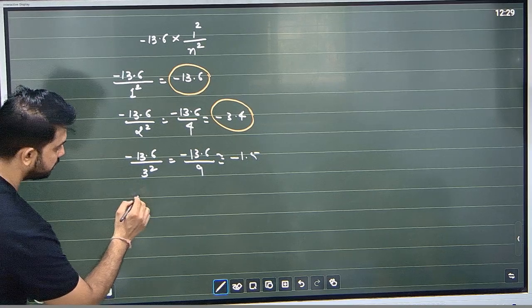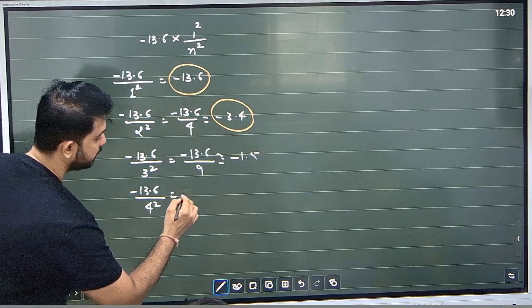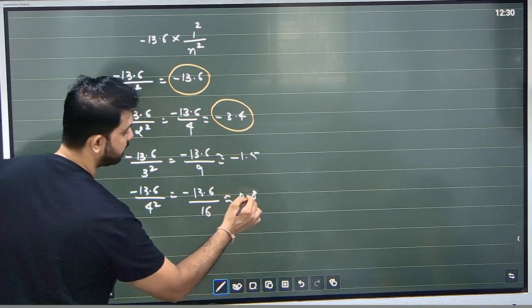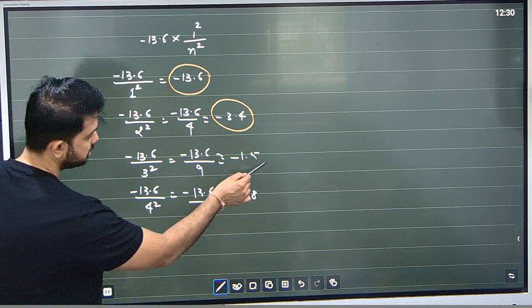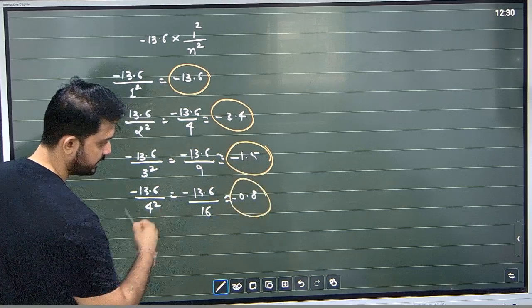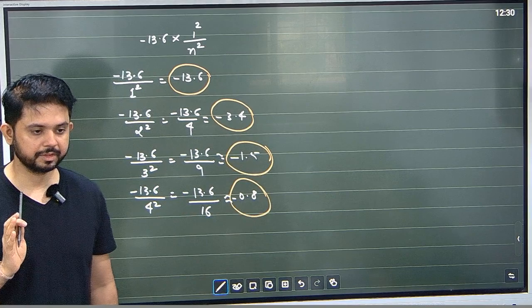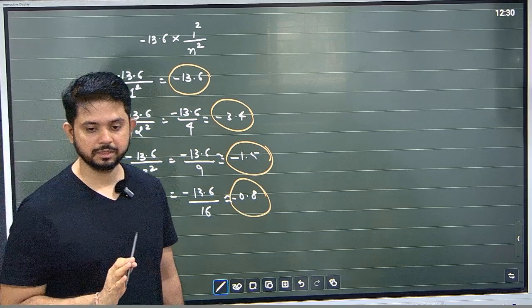If I put 4 square, तो कितना होने वाला है वो? Minus 13.6 upon 16, somewhere around 0.8. So what's happening to the values? Eventually it will become... it's not that the energy of the electron is becoming 0.